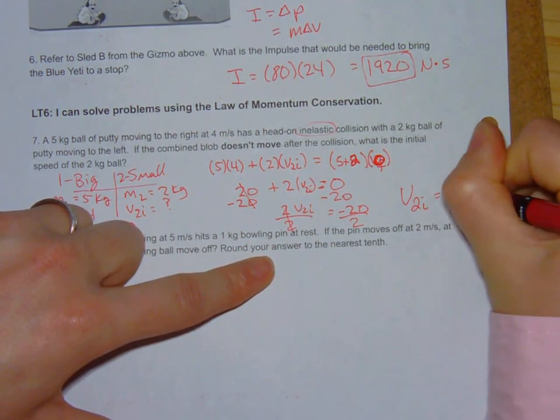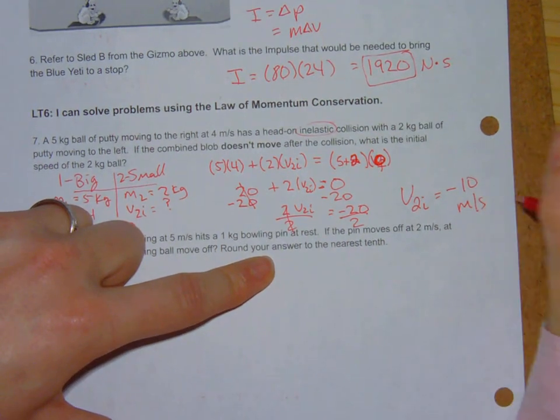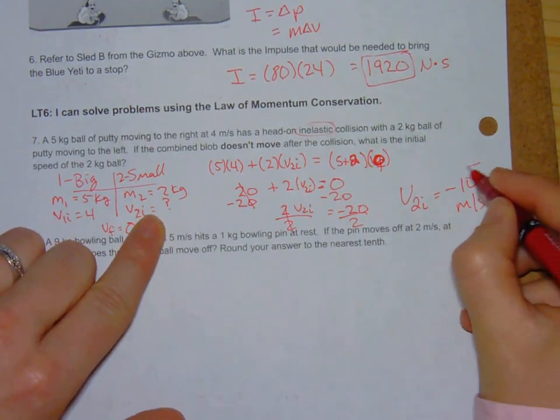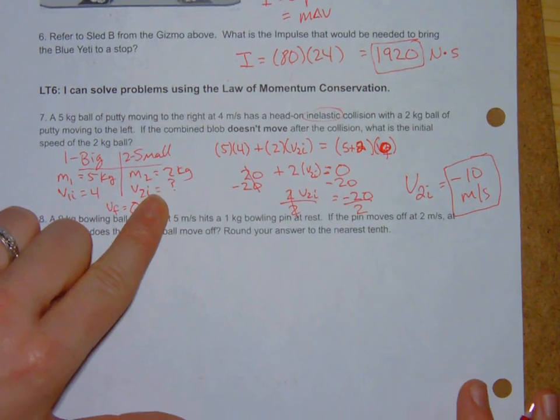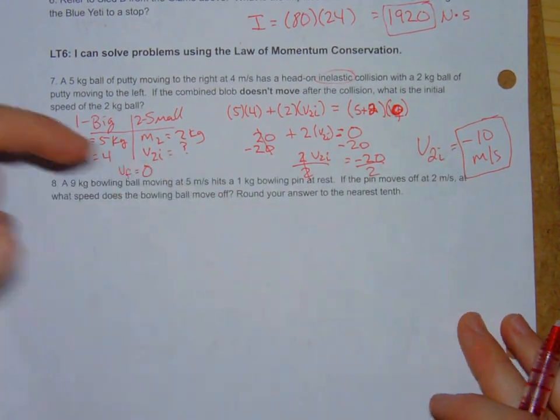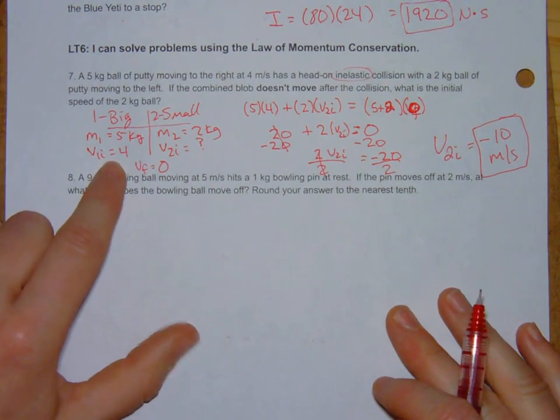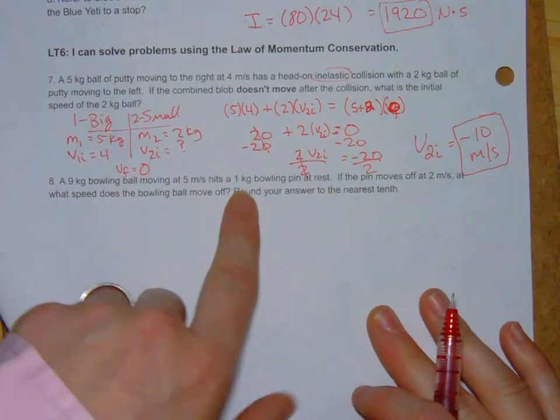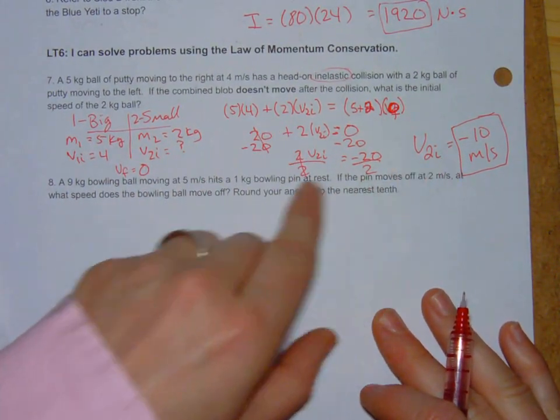So what was happening is that small blob was moving at negative 10 meters per second. That negative just shows that it was going towards the other one. Since this one had a positive velocity, this one was given a negative one to show what's coming at it.